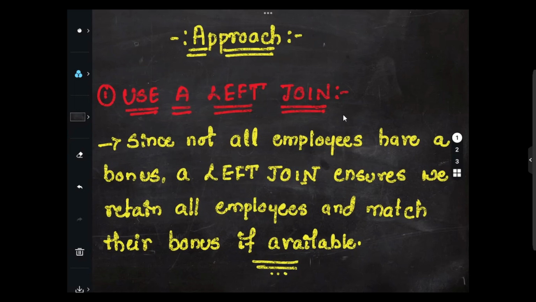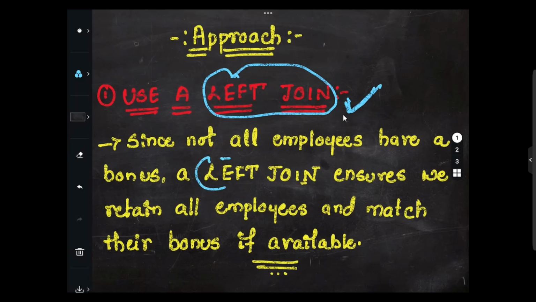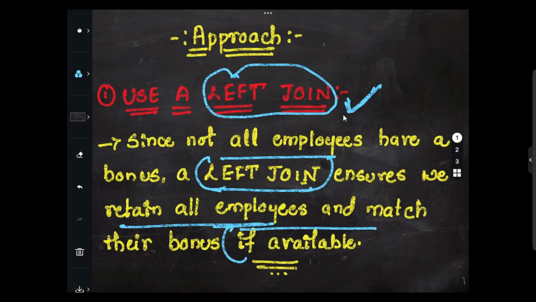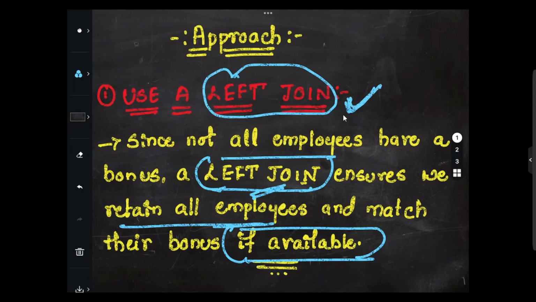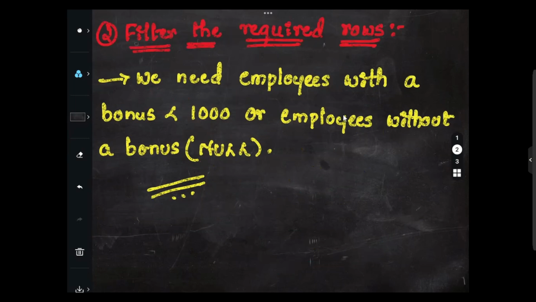The first step is that we will make use of a left join. Why a left join here? Since not all employees have a bonus. Brad and John don't have a bonus in the table. A left join ensures we retain all the employees and match their bonus if available. This is the reason we'll be making use of the left join. I hope the first step is clear and simple to understand.